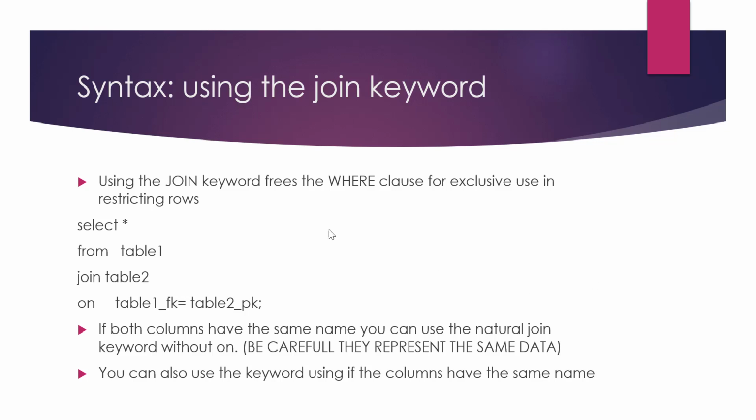So my syntax will be similar to what we had before. We are selecting star, for example, from table 1, and then instead of a comma, we will be using the keyword join, and we are joining it with table 2. And then we will have the join condition after the on keyword, and we will have the foreign key in table 1 equals the primary key in table 2. Now, if both columns have the same name and they are referencing the same actual data, instead of join, we can use the keyword natural join, and that will allow me to omit the on keyword and the on condition.